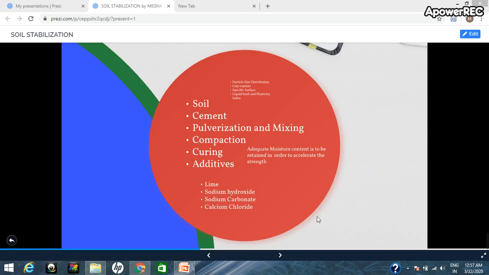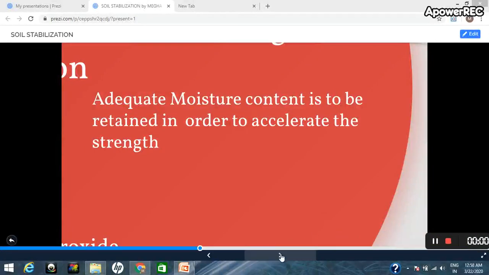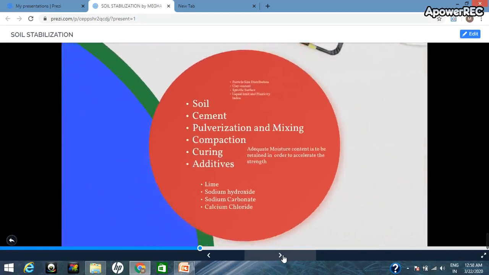So the method of compaction you are using, whether you are compacting it on the dry side of optimum or the wet side of optimum, matters. Next one is the curing. Adequate moisture content is to be retained in order to accelerate the strength. That means after the soil cement mix has been prepared, you have to properly cure its surface so as to achieve the desired strength.